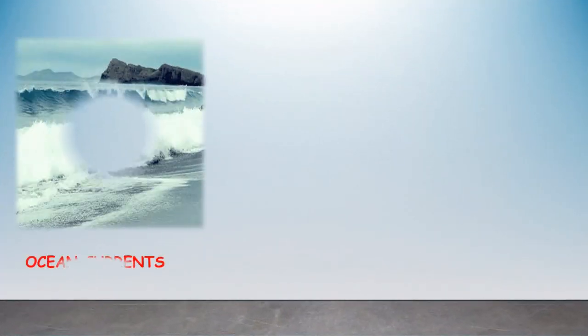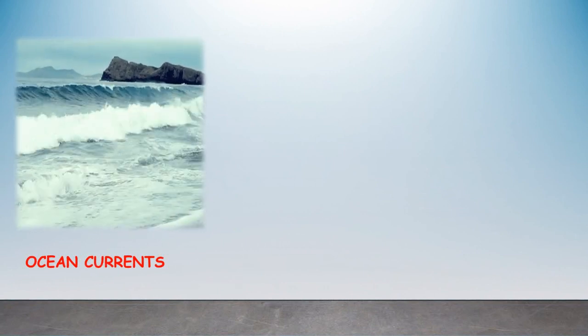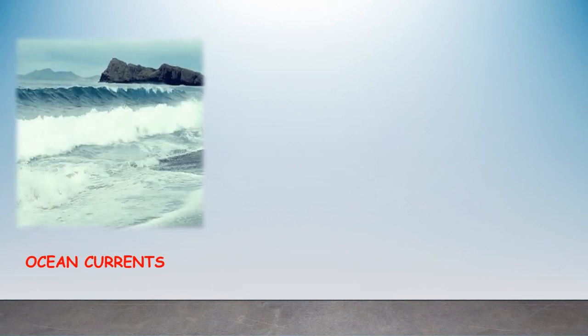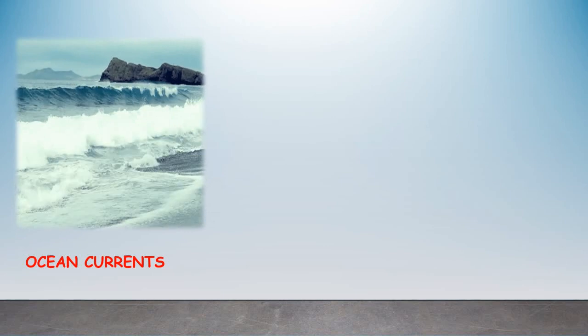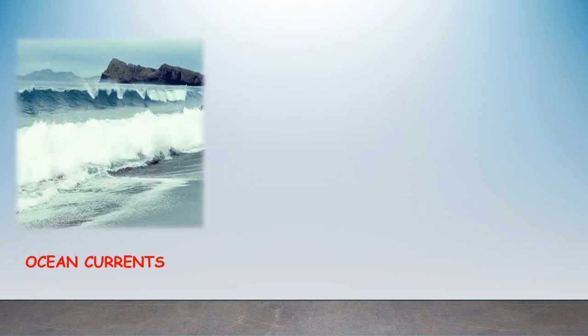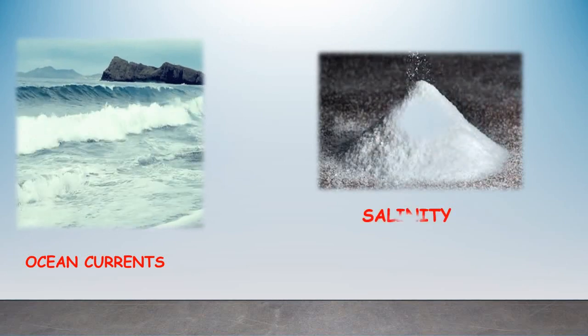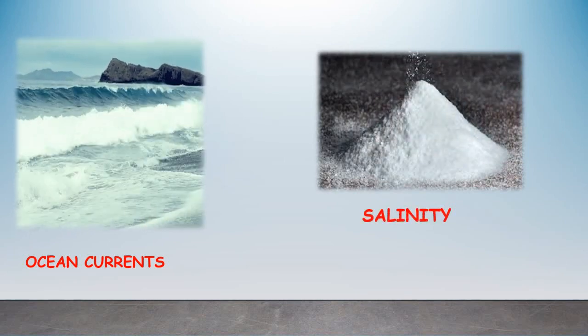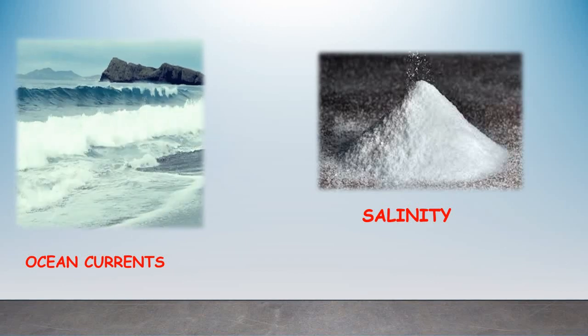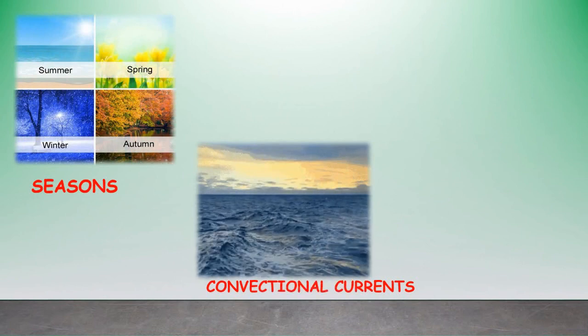ocean currents. So student, you all know that in standard 7, in an ocean current, we have studied that ocean current is a continuous directed movement of the seawater generated by a number of forces acting upon the water, such as wind and tides. Then salinity. Salinity is the saltiness or the amount of salt dissolved in the water. Seasons. For example, summer season, convectional currents and pollution.